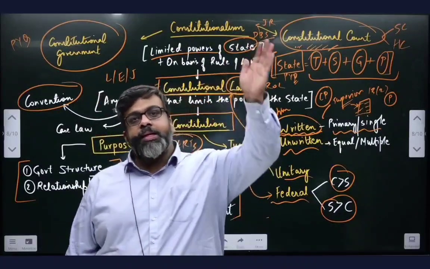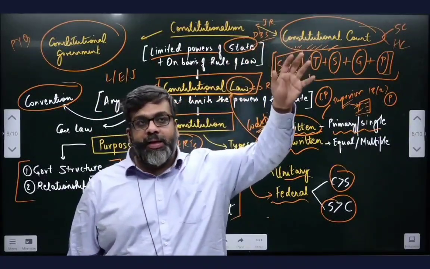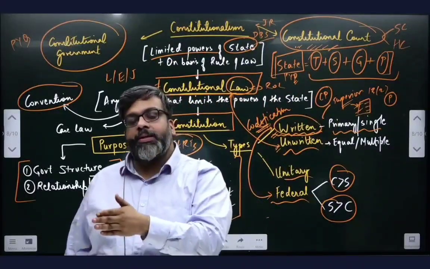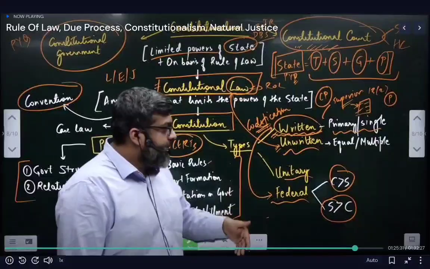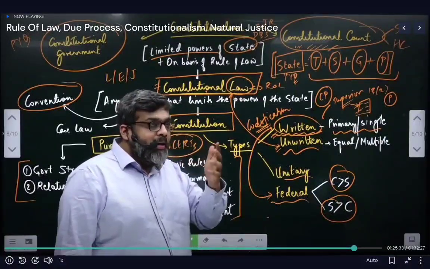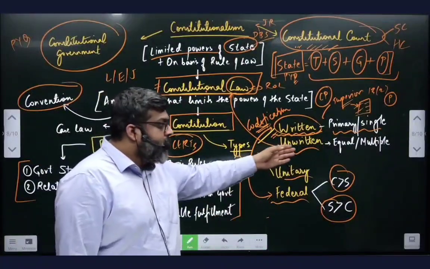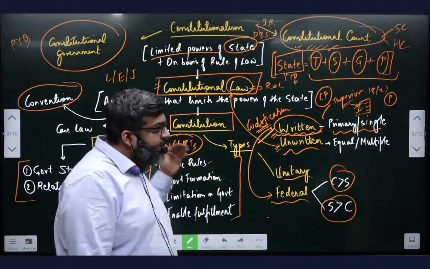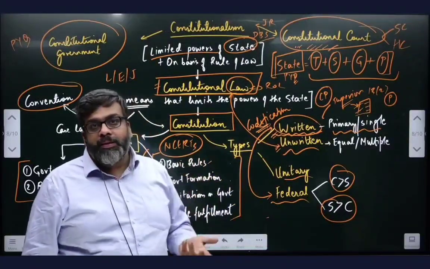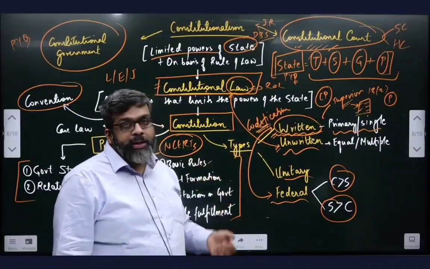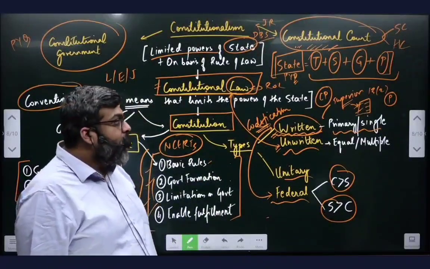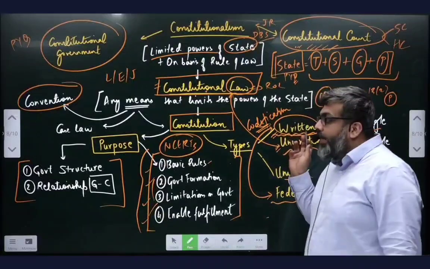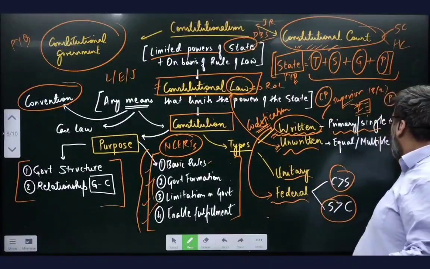Because if there's one single law bigger than everything else, which can tell you this is what the center can do, this is what the states can do, it just makes it easier and therefore more hierarchical. If it was an unwritten constitution, that means the parliament, which is the center, could effectively give itself more powers than the states, and you could ridiculously not do anything about it. So therefore, there are some inherent advantages that India has by being a written constitution.